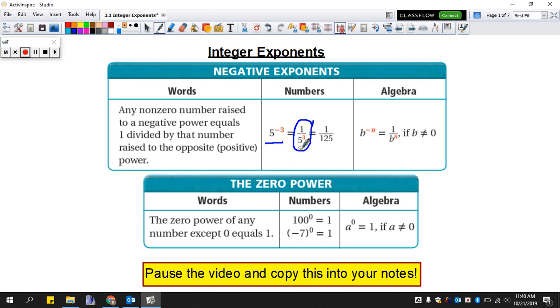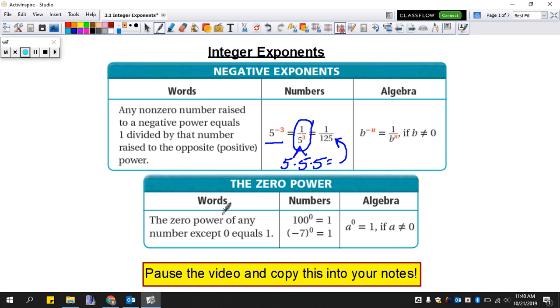And 5 to the third power, remember, is just simply 5 times 5 times 5. And 5 times 5 times 5 is equal to 125. So 5 to the negative 3 power is 1 over 125.